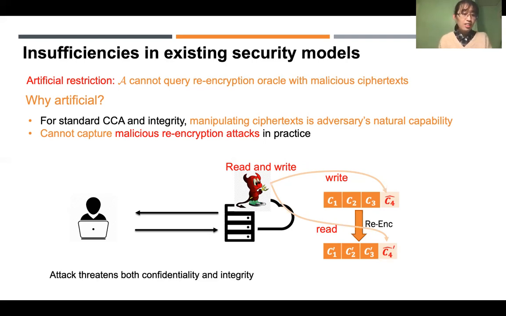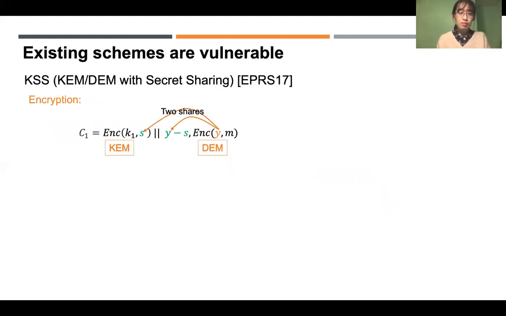Actually, this attack can threaten both the confidentiality and the integrity. For the confidentiality, since the ciphertext C' may leak some information about other ciphertexts, C1'. As for the integrity, attackers may leverage this ciphertext to forge a new valid ciphertext. What's more, we found the existing schemes are vulnerable to this malicious re-encryption attack.